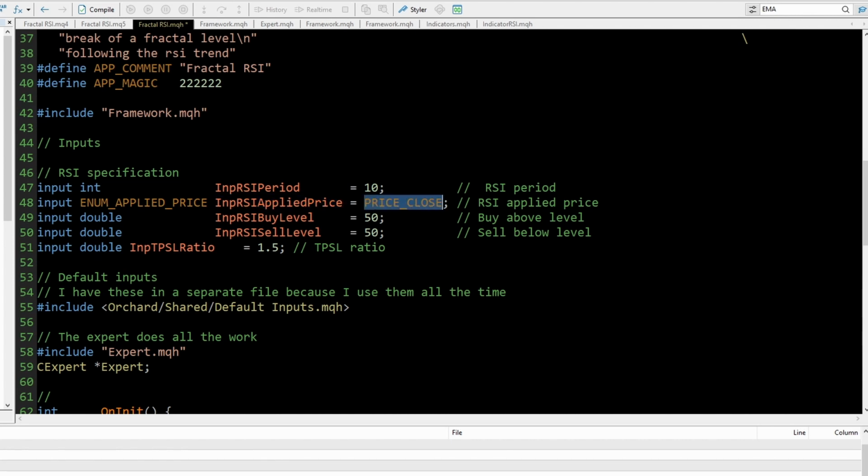The suggestion also said that I would be buying if the RSI is above 50 and selling if it's below 50. So I've created these two levels as inputs to let you vary that if you wish. So I'm setting the RSI buy level to 50 and the sell level to 50. And you'll see in the code, I don't buy or sell at 50. The RSI must be above or below 50. And the take profit stop loss ratio doesn't change.